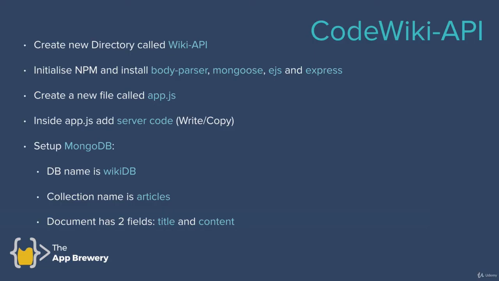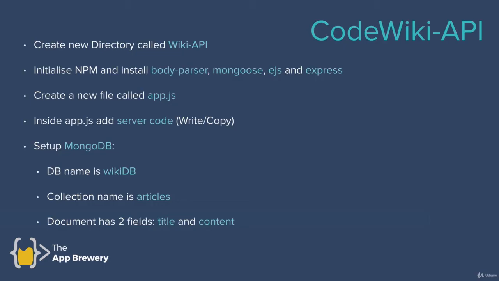So I'm going to set this to you as a challenge. The first thing you have to do is to create a new directory called Wiki API. And then we're going to initialize npm and install 4 packages: body parser, mongoose, EJS, and express. And then we're going to create a new file called app.js. And inside app.js, we're going to add our server code.